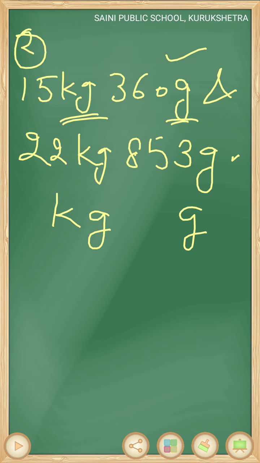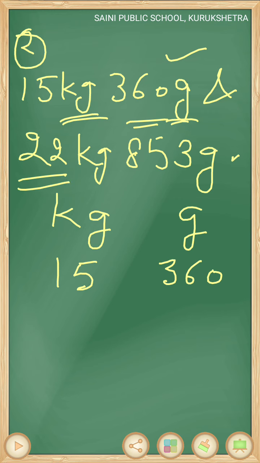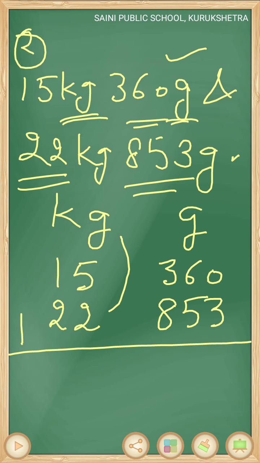Now first 15 kilogram, so I will write 15 below kilogram, and 360 gram, so I will write 360 below gram. Now second number is 22 kilogram, so I will write 22 below kilogram. And 853 gram, so I will write here 853. Put a sign of plus here. Okay, now start doing addition from right side.